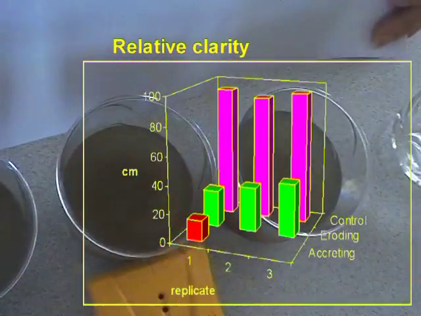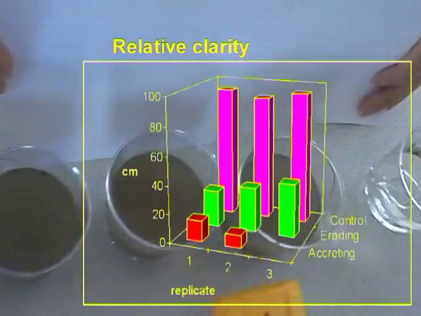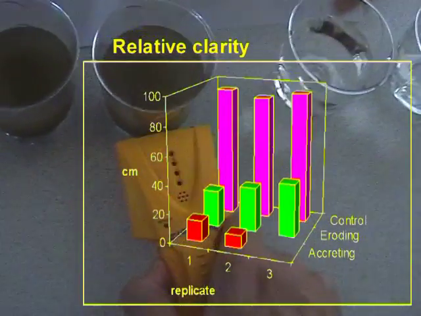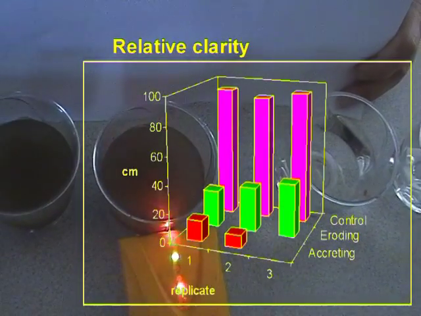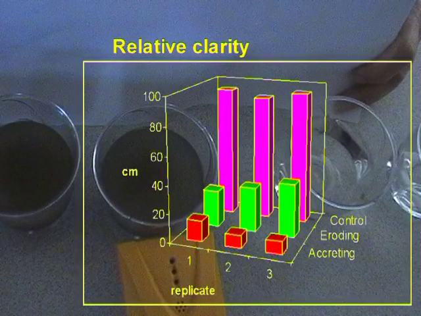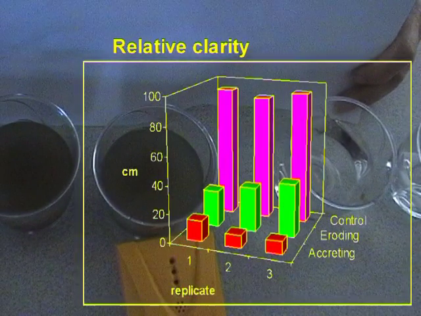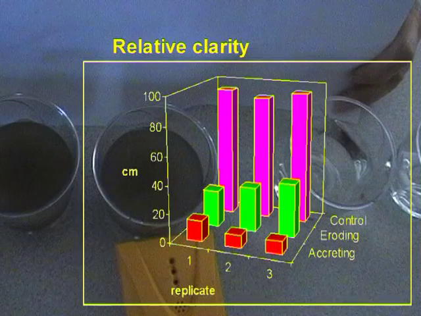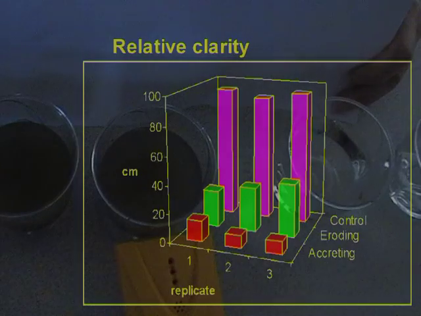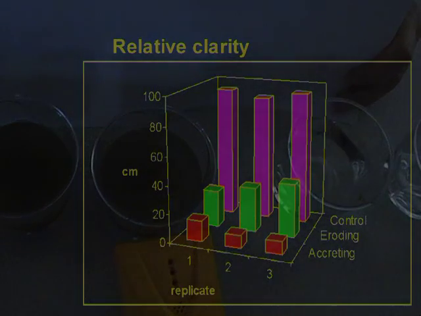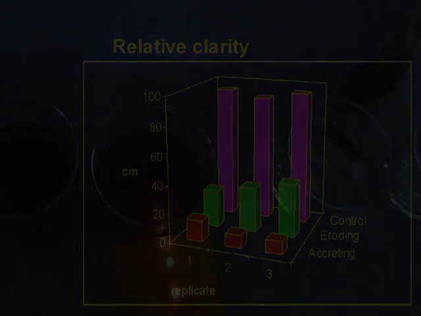Finally, we have the accreting side of the river. This has a very short distance of which light travels through the sample. This means that the sand on this side of the river is very fine and has very fine particles. These will settle slowly, and therefore the light cannot pass through the samples as easily.